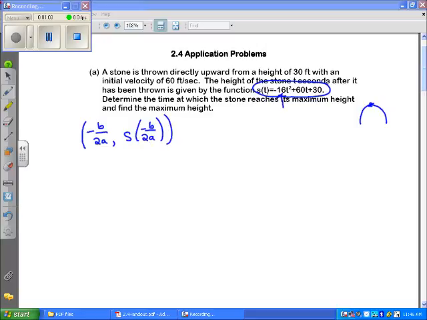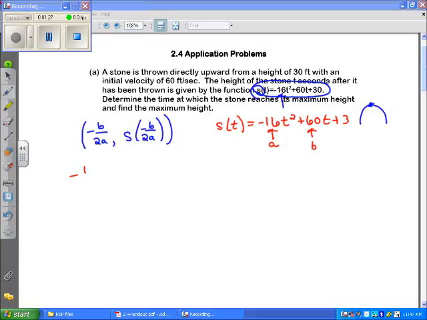Okay, normally instead of the s we have f of x, but in this case we're going to put s because our function is s. So if we take a look at our function here, we have s of t is equal to negative 16t squared plus 60t plus 3. So there's our a. Our a is negative 16, and there's our b.